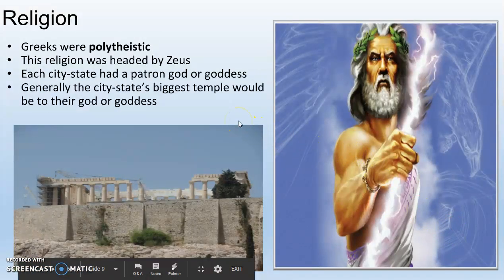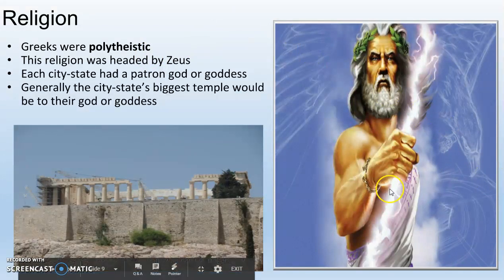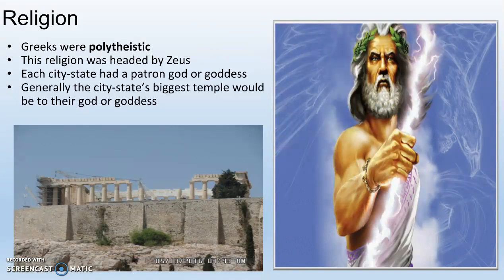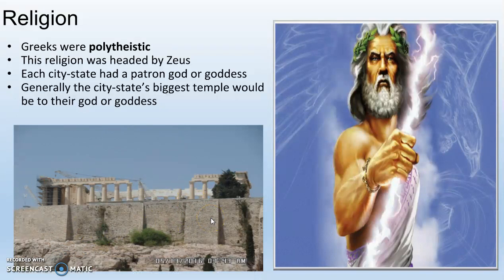So much like the other civilizations we learned about, Greeks were polytheists. So they believed in many gods and goddesses. The head god was Zeus. This is Zeus over here on the right. Each city-state had their own patron god or goddess, very similar to Mesopotamia. In Athens, the patron goddess is Athena, of course. And this is the temple to Athena at the Parthenon. Generally, the city's biggest temple would be to their god or goddess, and then another one to Zeus.